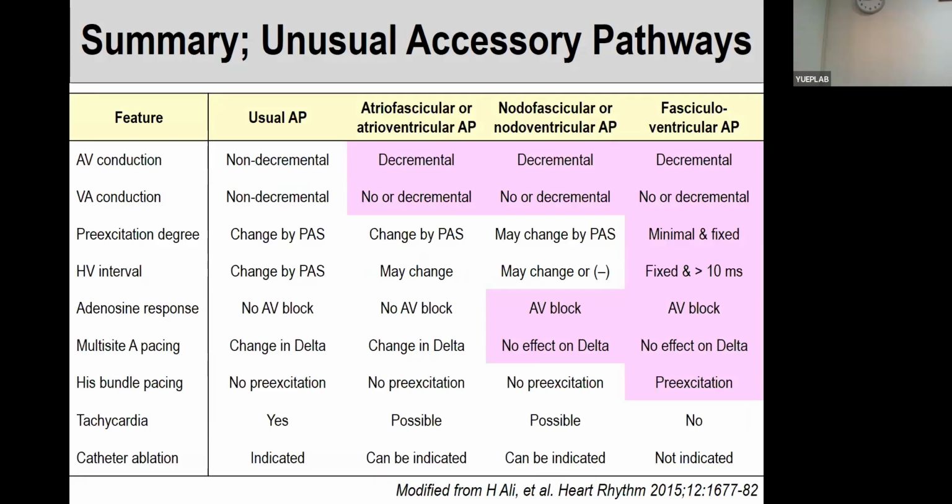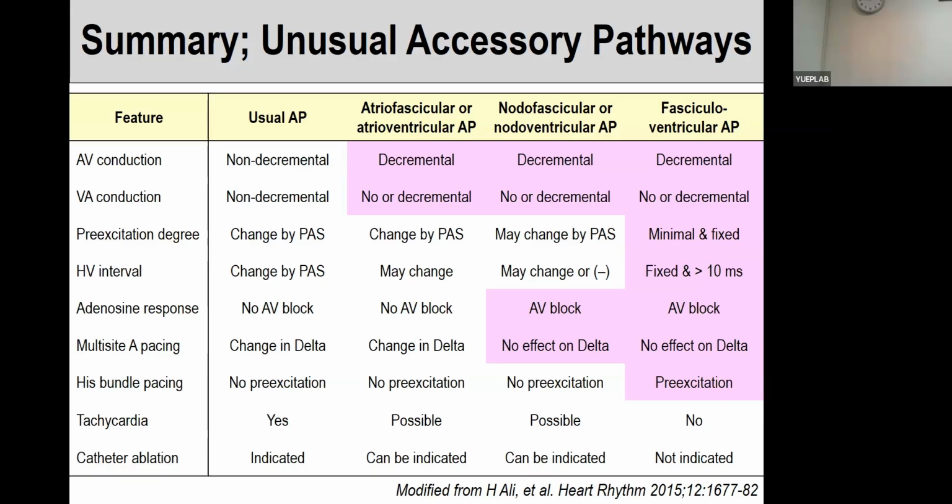Question, comment? How to differentiate the presence of these properties? Mostly similar, except that atriofascicular does not have retrograde conduction, and there's a decremental AV conduction, but the HV shortens with incremental A pacing. But nodoventricular and fasciculoventricular are totally different. They are blocked by adenosine. I think that differentiates the two in short.